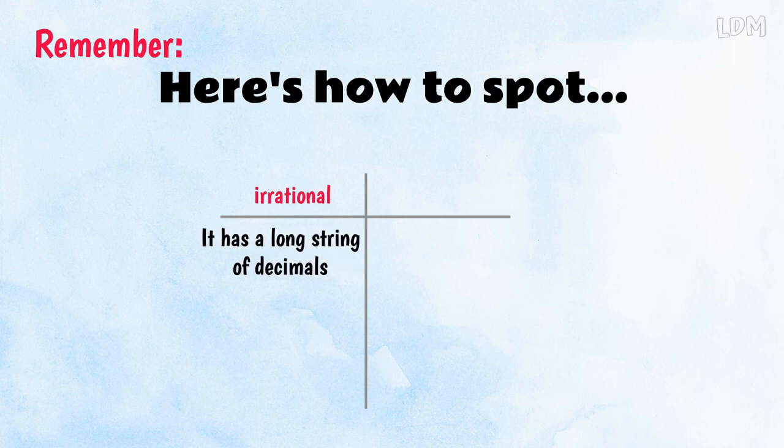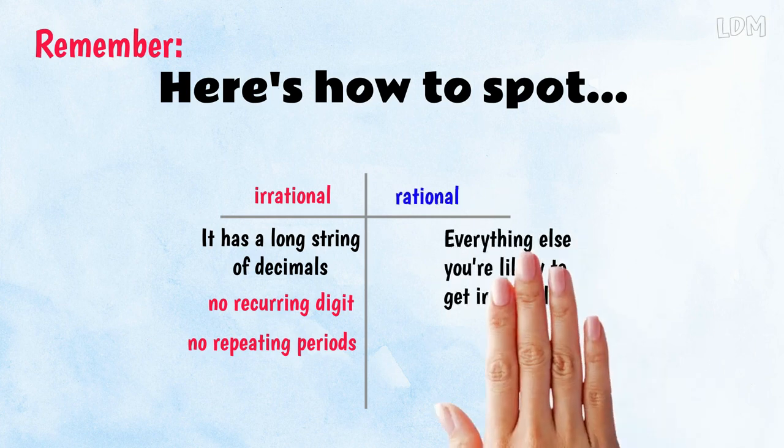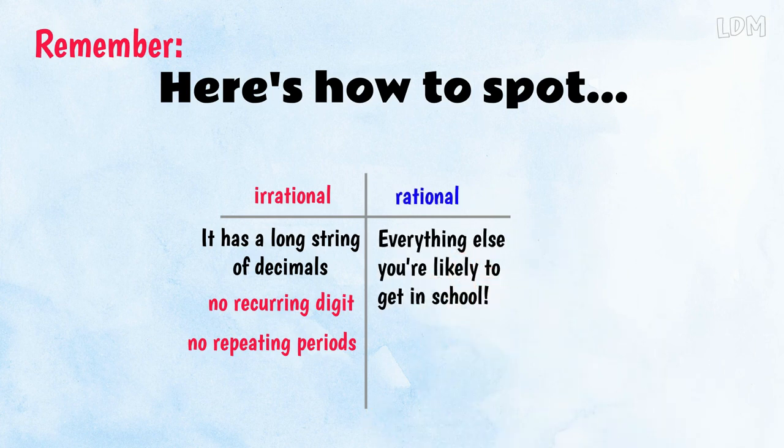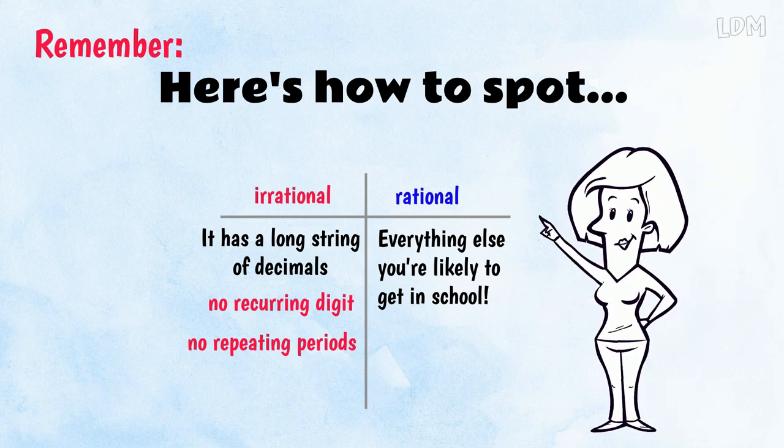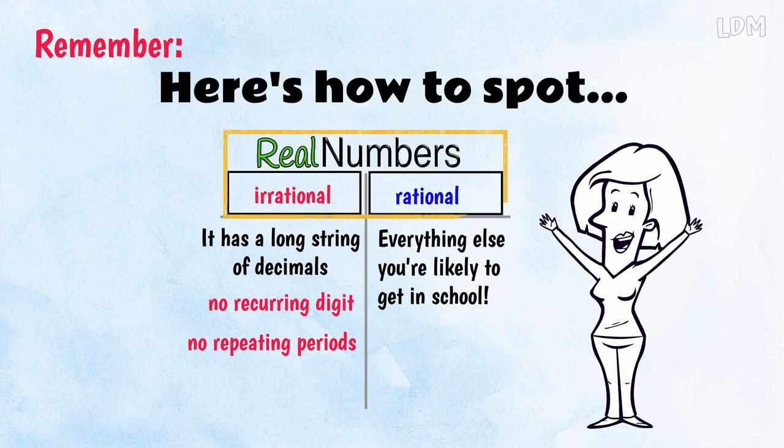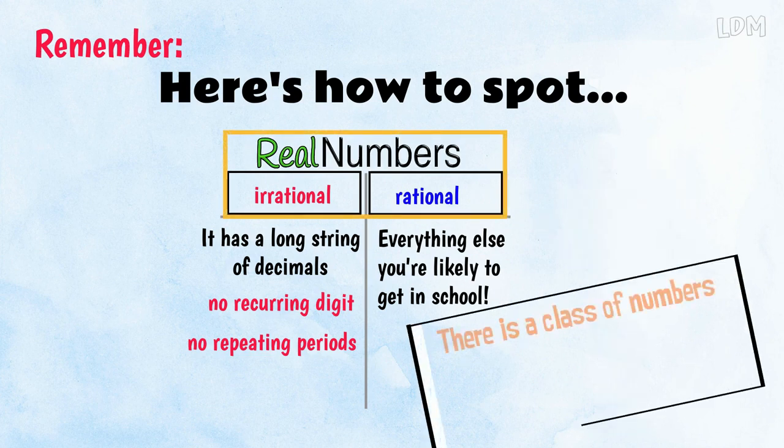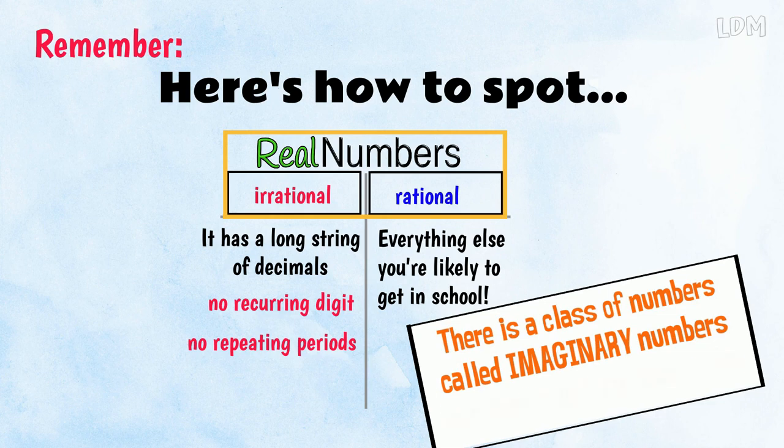Remember, here's how to spot an irrational number. It has a long string of decimals with no recurring digit and no repeating periods. Rational numbers are everything else you're likely to get in school. Oh yeah, and both rational and irrational numbers are also real numbers. Nice. There is a class of numbers called imaginary numbers, but that's not for this video.